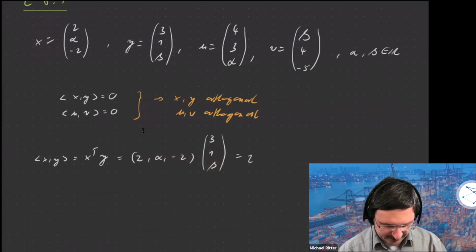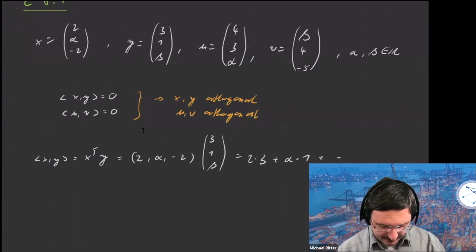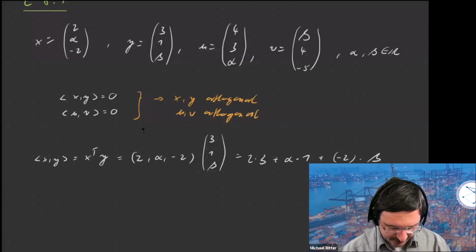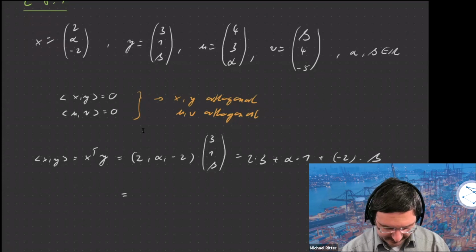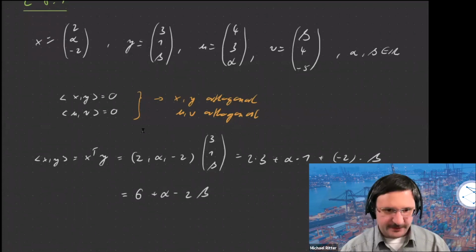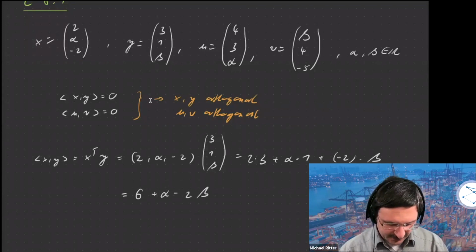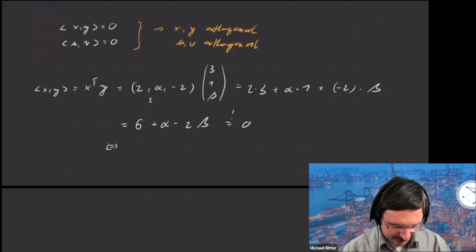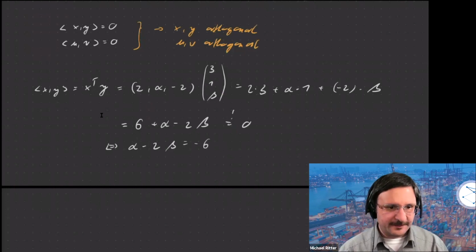And what we get is 2 times 3 plus alpha times 1 plus minus 2 times beta. So that would be 6 plus alpha minus 2 beta. And of course, that is going to be 0 if and only if alpha minus 2 beta is equal to minus 6.